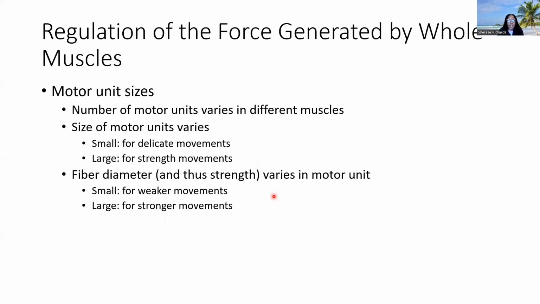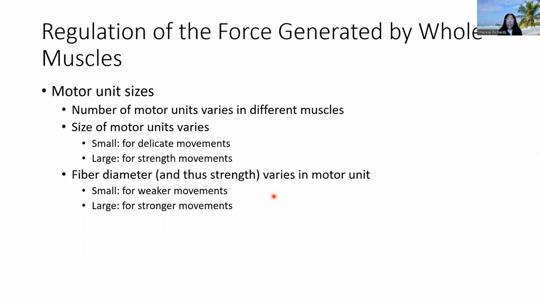All right, so that's kind of just being reiterated here. Small motor units for delicate movements are recruited first, and then large motor units for strength and more powerful movements are recruited last. That applies to the diameter as well. Small fiber diameters means that there's less cross-bridge cycling, and that's going to be recruited for weaker movements like lifting a bottle, lifting a piece of paper, lifting a pen.